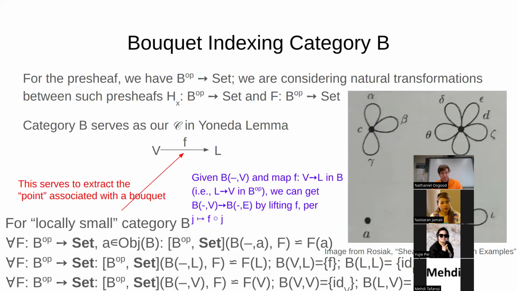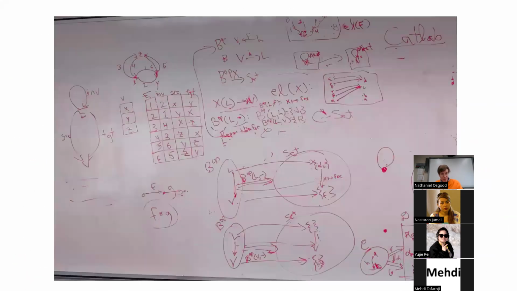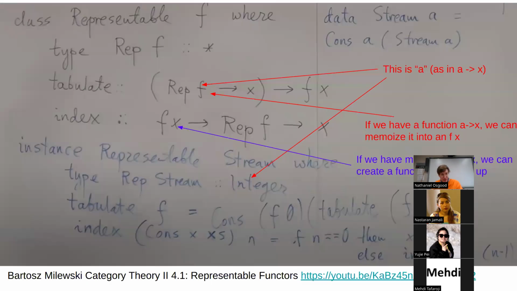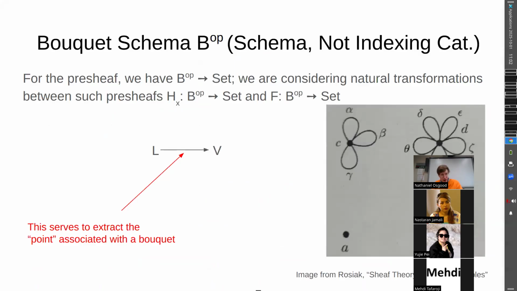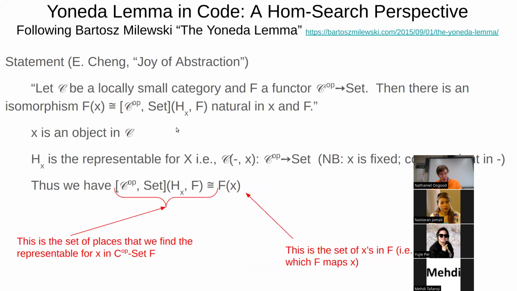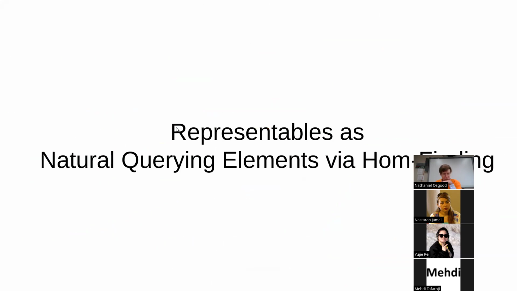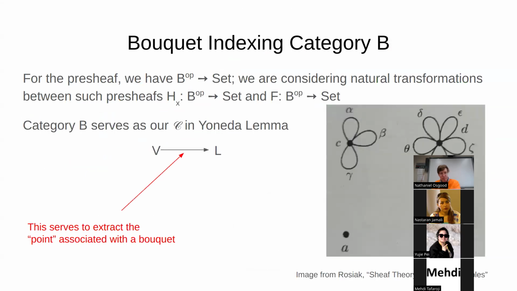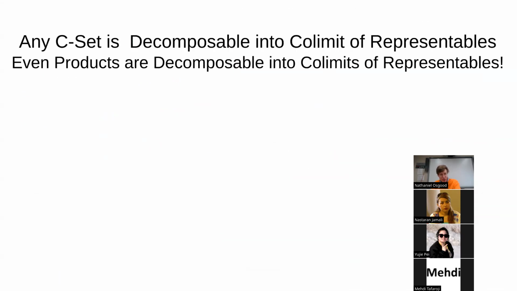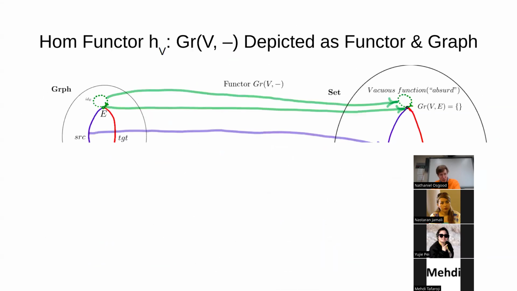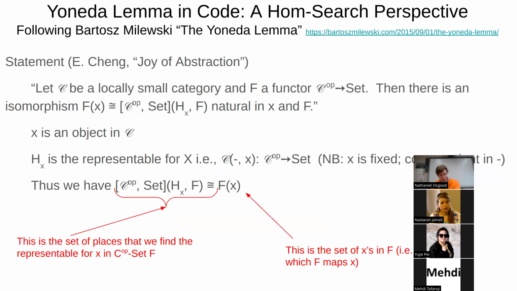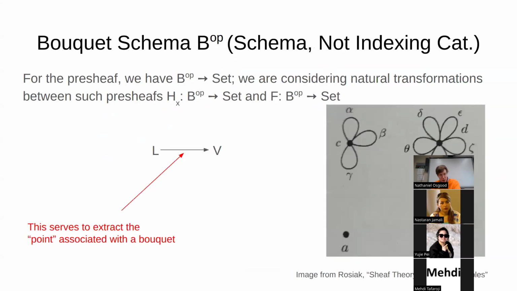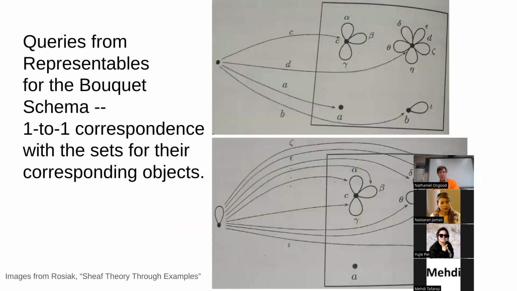the natural way of searching for things. And I thought I had a nice slide here on this: natural querying elements. But I actually had taken that slide, and I don't know where it went. But it's actually this image from Daniel Rosiak's book showing this one right here.